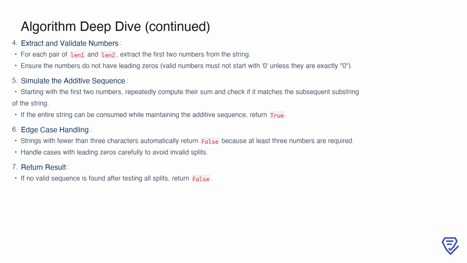Additionally, we handle edge cases, such as strings with fewer than 3 characters, which are immediately invalid because there aren't enough numbers to form a sequence. Leading zeros in the input are another edge case that must be handled carefully to avoid invalid splits. Finally, if no valid sequence is found after testing all possible splits, we return false to indicate that the string is not an additive number.